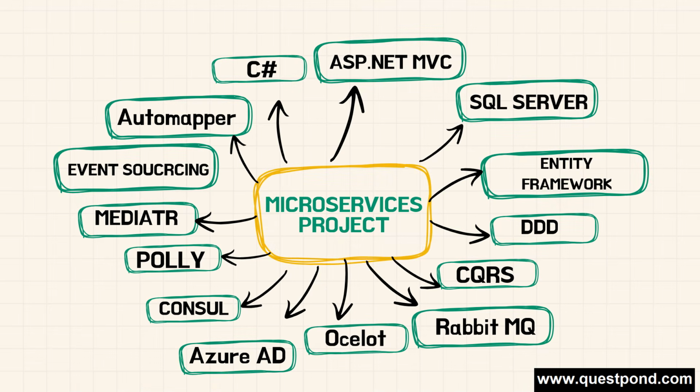So this complete project is built using C#, ASP.NET, SQL Server, Entity Framework, RabbitMQ, Ocelot, Azure, Consul, Polly, MediatR, Event Sourcing, CQRS, DDD, AutoMapper, and so many things we have covered in this project, right? So it would give you a very super view of what you need to learn when it comes to creating a microservice project.